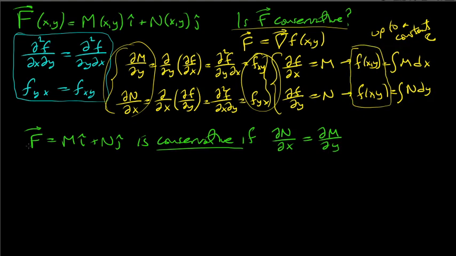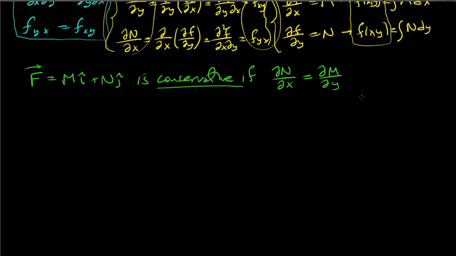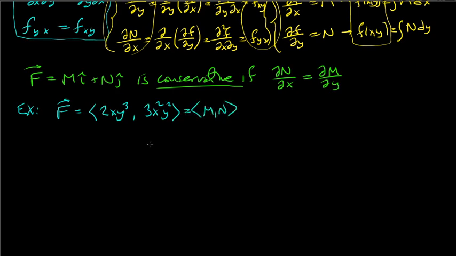Okay, so let's just check. In fact, let's do the same examples we had earlier. The first example, if I remember right, the vector field f had components 2xy cubed and 3x squared y squared. So that's your m and n, respectively. So is this vector field conservative? Well, we know it is because we already found the potential function, plus c.